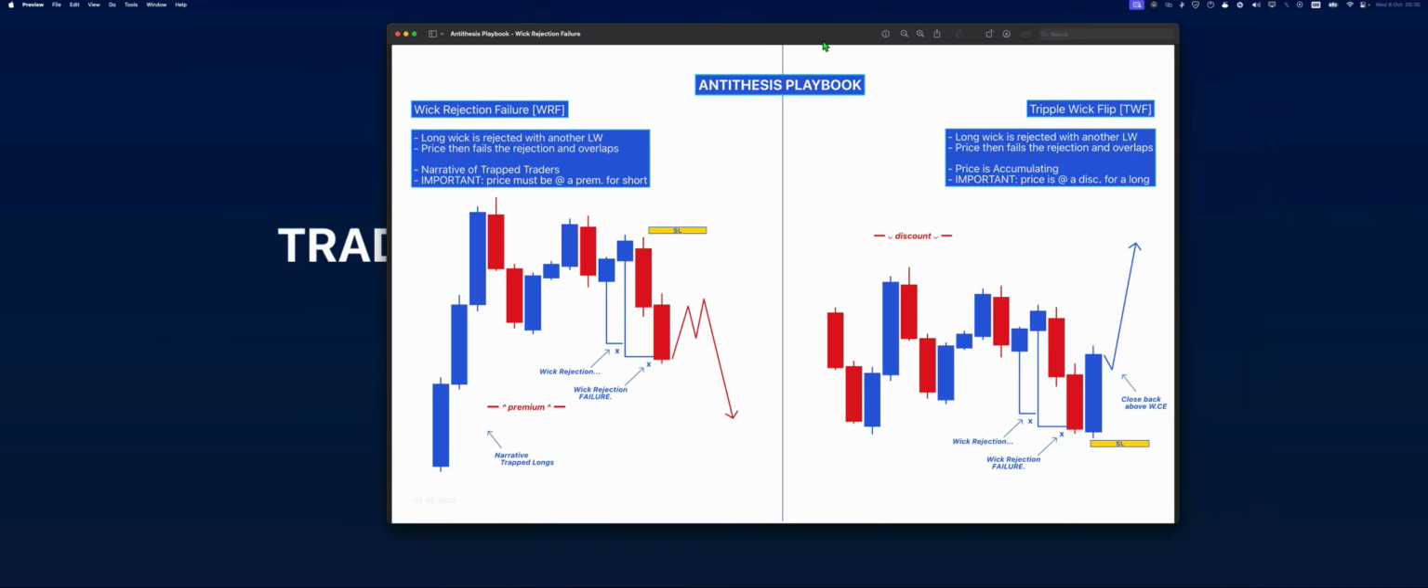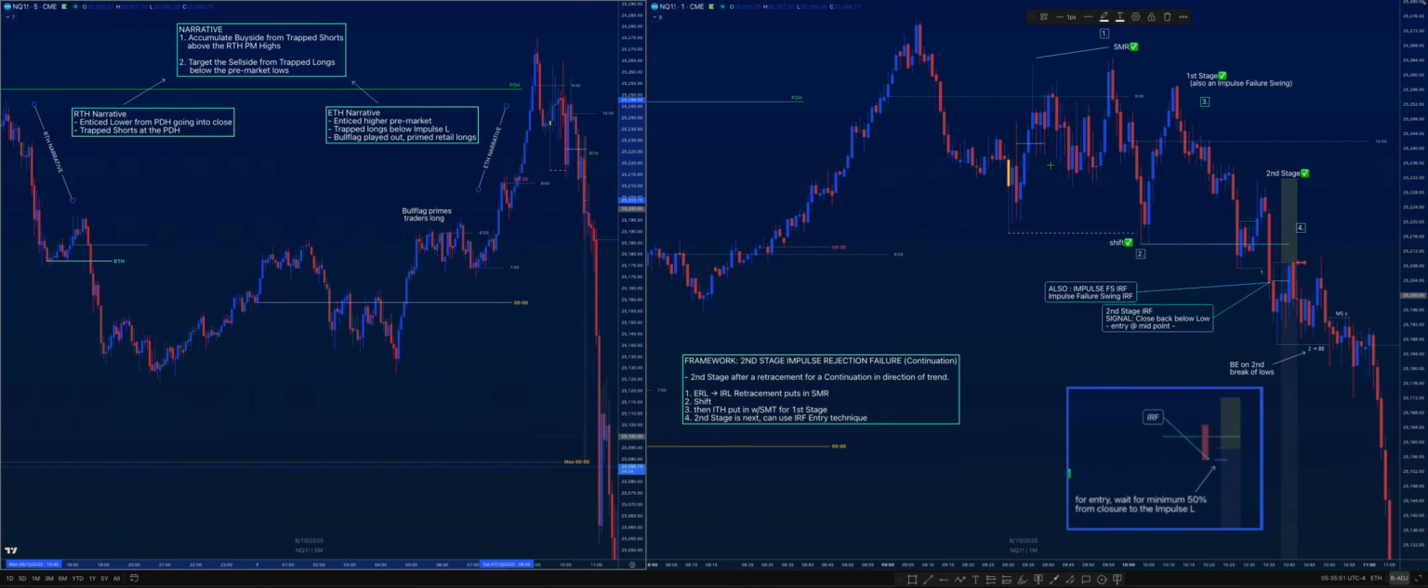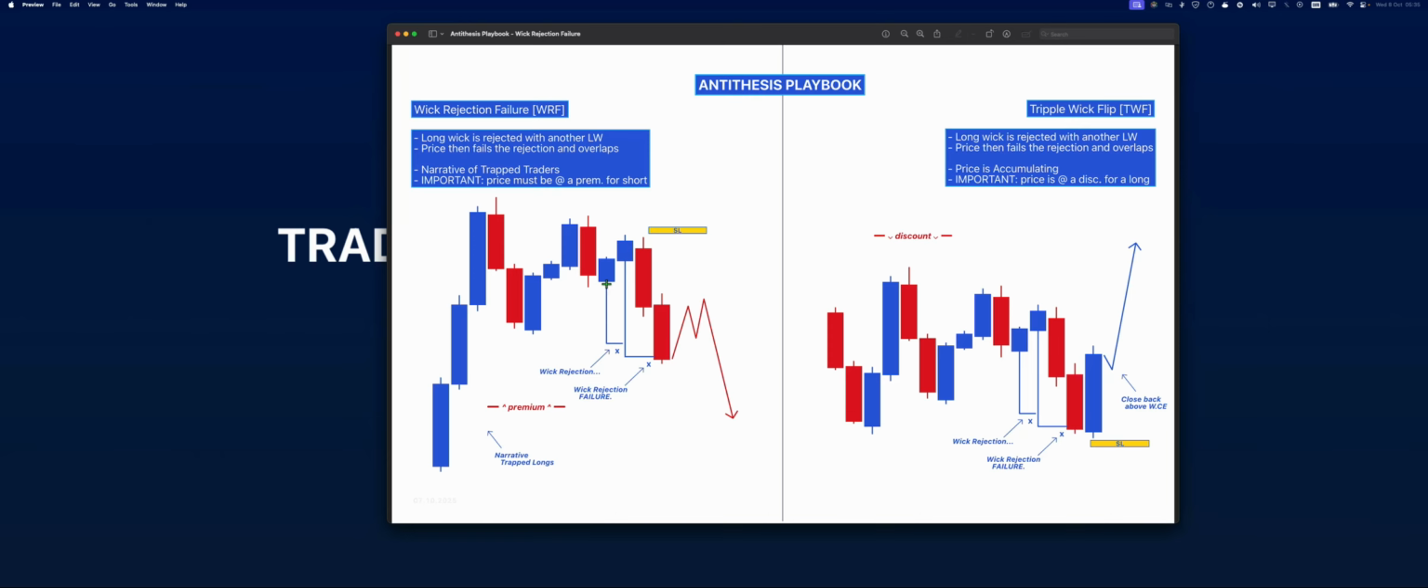That's the antithesis playbook for that, where we have a regular impulse rejection failure at a premium of the range with trapped longs narrative, which we also have over here. We've got those trapped longs below this low. We've got one wick that gets rejected initially, and then it overlaps, and you can short that. And then the opposite, the antithesis, is the triple wick flip. Exact same kind of pattern, a long wick that's rejected by another long wick, which is here. And then price fails the rejection and overlaps right there.